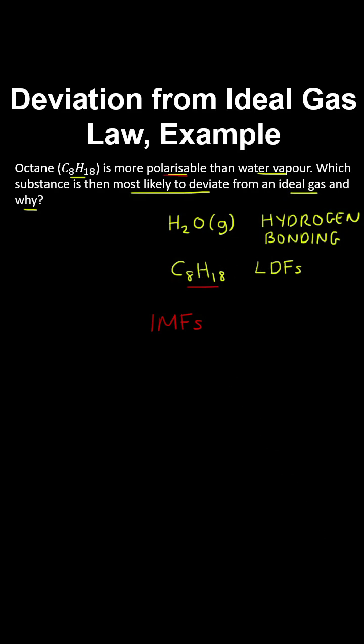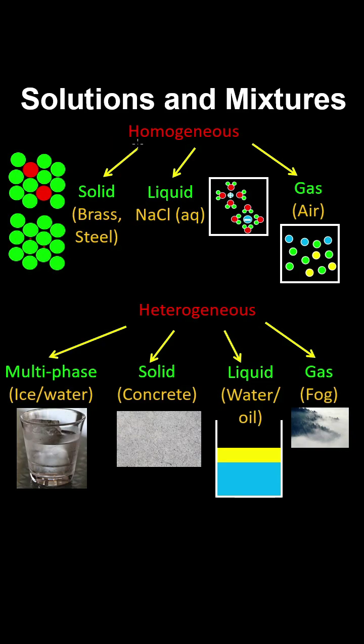Solutions are also referred to as homogeneous mixtures, where the macroscopic properties are uniform and do not vary throughout the sample. So here you have an example being brass, which is a substitutional alloy, and similarly you have steel, which is an interstitial alloy. Now an example of a homogeneous liquid is sodium chloride dissolved in water, and a homogeneous gas is air, which comprises percentages of the following elements.